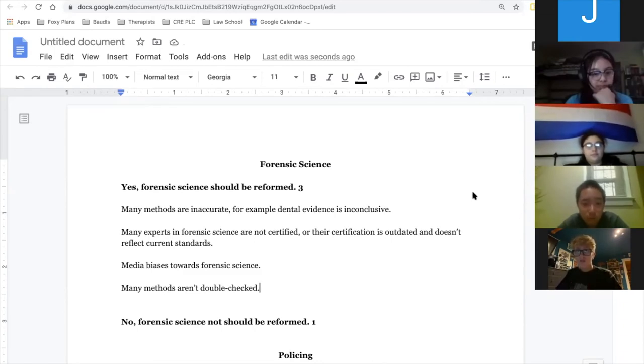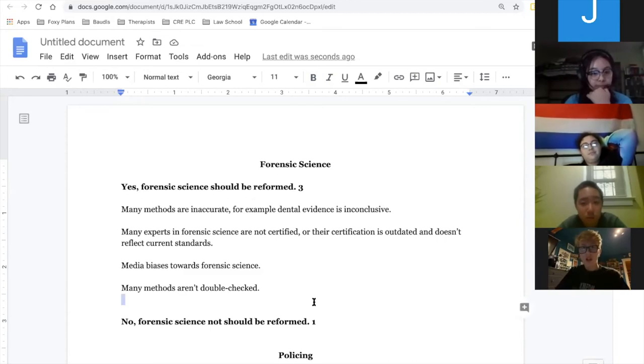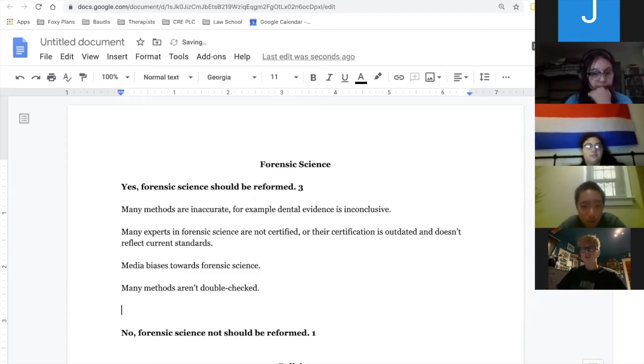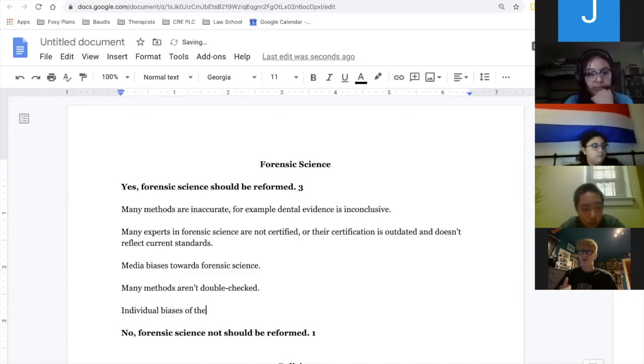Anything else we want to add on to what we know about forensic science so far, and what are some things about it that might make us think that it needs to be reformed? Just a quick addition, which was kind of touched on: it's not just media biases toward forensic science, but sometimes scientists have biases in relation to the case that can affect how they interpret their data. So by reforming it, you would just focus on the data itself and not allow an interpretation from the scientist or something like that.